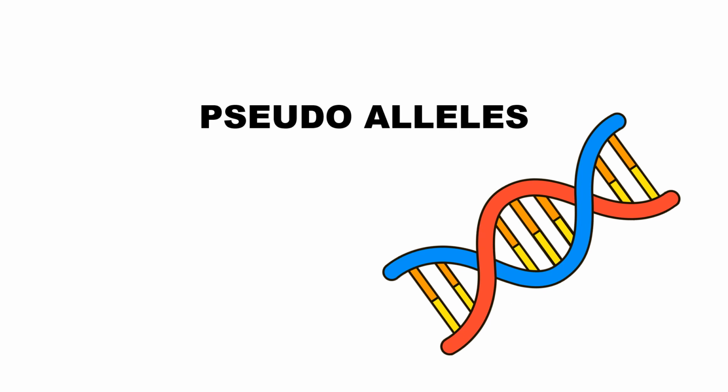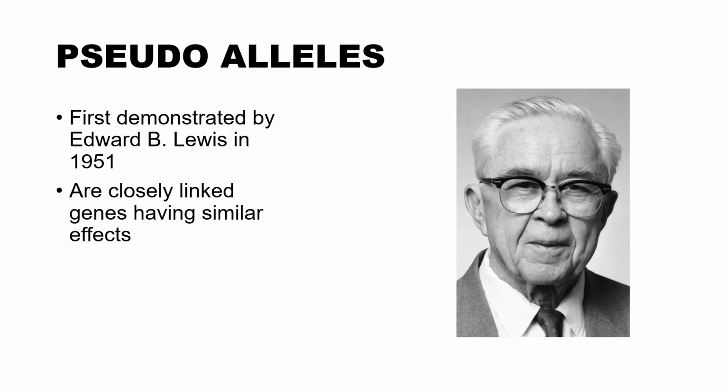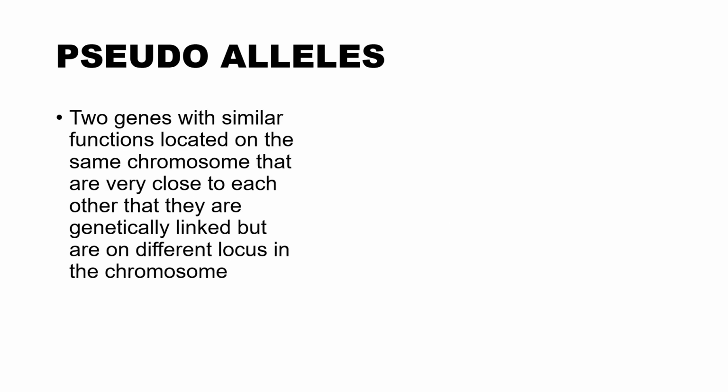So, with that, let's go to the last topic, which is on the Pseudo Alleles na tinatawag. So, in Pseudo Allele, it is first demonstrated by Edward B. Lewis in 1951. Yung Pseudo Allele na tinatawag are closely linked genes having similar effect. So, the two genes with similar functions located on the same chromosome that are very close to each other, that they are genetically linked but are on different locus of the chromosome. So, yun yung Pseudo Allele na tinatawag.